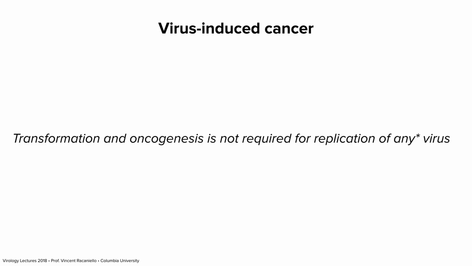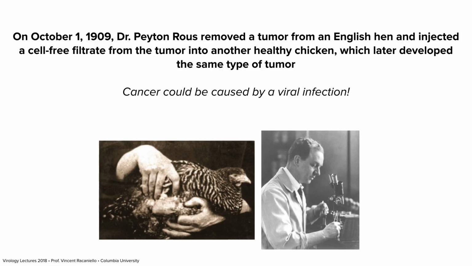Now, the lesson for today is going to be: transformation and oncogenesis is not required for the replication of any virus. Any, with an asterisk. So today I'm going to tell you this, what I want you to know is a story. This is one of the greatest stories in molecular biology. So let me tell it to you as a story that begins in 1909. This is something I've mentioned before. Peyton Rous, he was working at the Rockefeller Medical Institute, which is what it was called at the time.